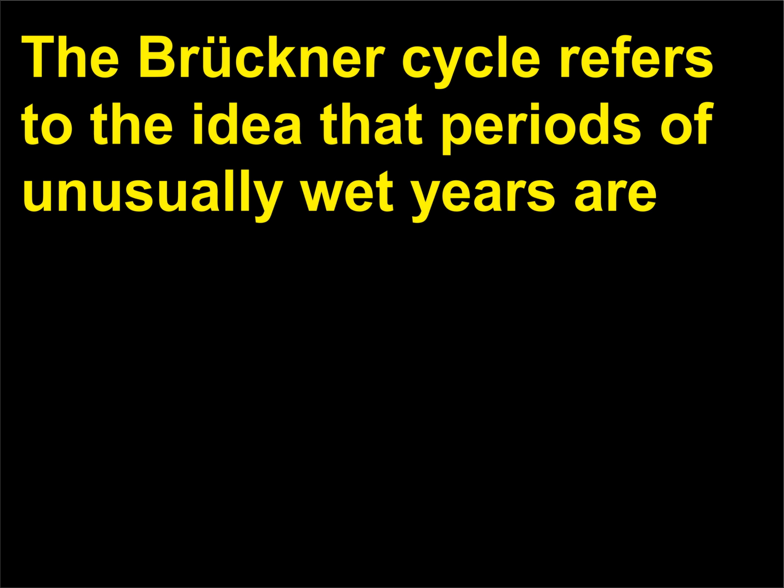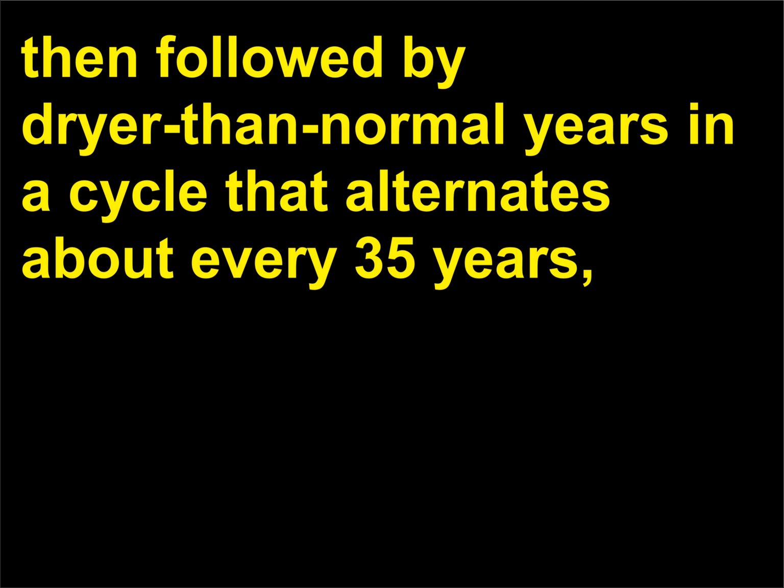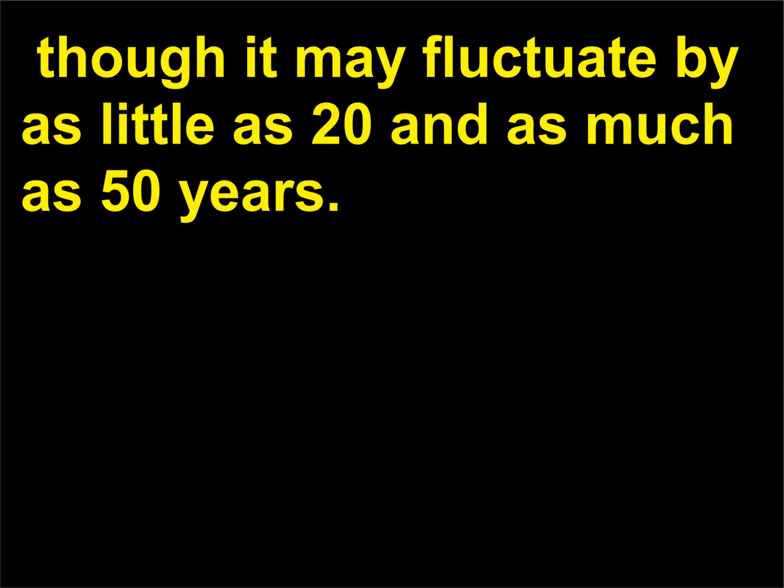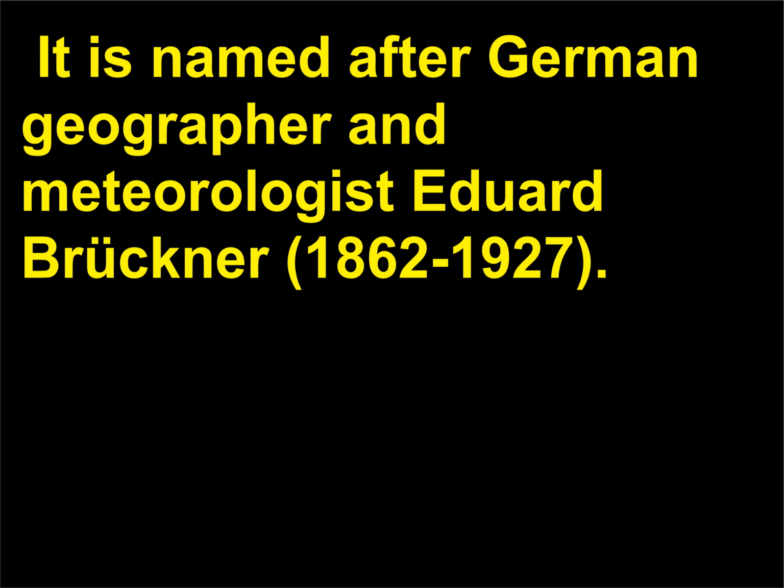What is the Bruckner cycle? The Bruckner cycle refers to the idea that periods of unusually wet years are then followed by drier than normal years in a cycle that alternates about every 35 years, though it may fluctuate by as little as 20 and as much as 50 years. It is named after German geographer and meteorologist Eduard Bruckner, 1862 to 1927.